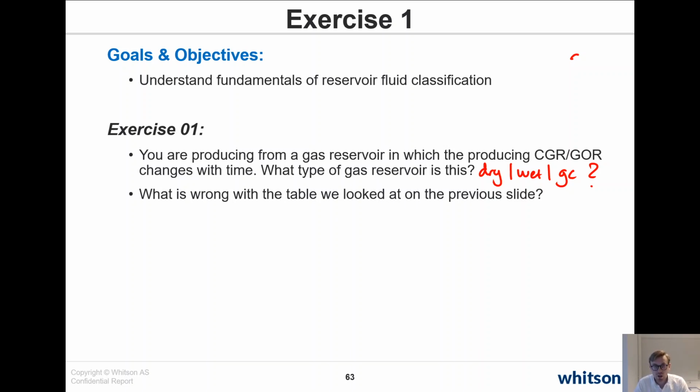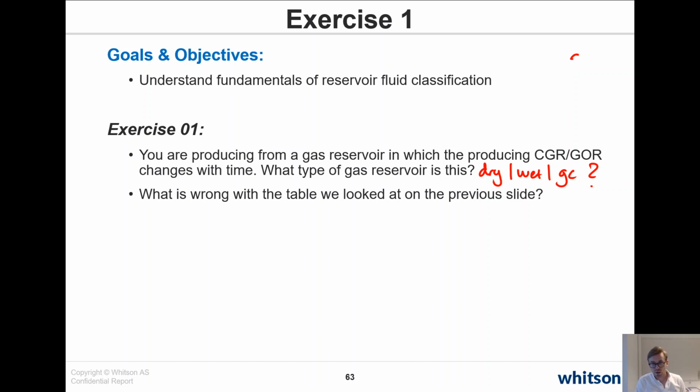The first thing that we know is that we have a gas reservoir, so we're producing from something that's at least gas in the reservoir initially, or it's classified as gas, as that limits us to 3 different alternatives, which makes it a little bit easier. And the other thing is that we know that the producing condensate gas ratio, or GOR, changes with time. And that leads to the follow-up question: what type of gas reservoir is this?